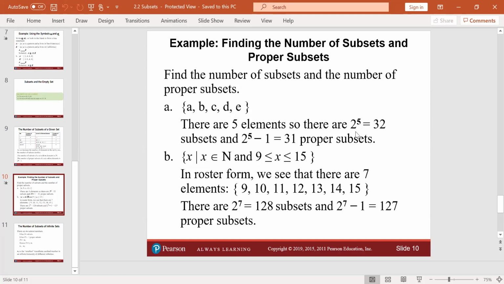So any set that has 5 elements to start with will have 2 to the 5th, or 32 possible subsets. And then if you want to know the number of proper subsets, you have to throw out the set itself, because that one's not proper. So you just subtract one of them away, and so there's 31 proper subsets.